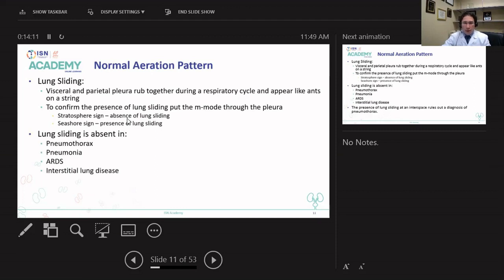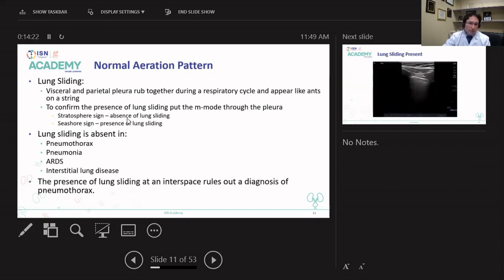Of note, when lung sliding is absent, you'll see the stratosphere sign in pneumothorax, possibly pneumonia, ARDS, and interstitial lung disease. The presence of lung sliding at an interspace rules out a diagnosis of pneumothorax. It makes sense. In a pneumothorax, the visceral and the parietal pleura are separated, so you will not see lung sliding. And studies have showed that the presence of lung sliding rules out pneumothorax at that interspace with nearly 100% sensitivity.